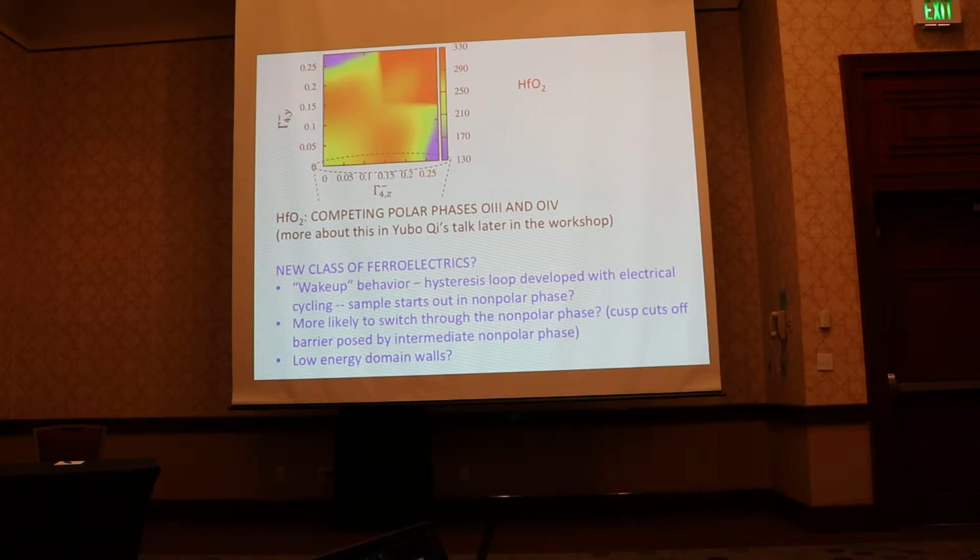This is a similar energy surface for hafnia in two dimensions, with a two-dimensional polarization. And if we just look at this red line here, you see that same cusp behavior between the tetragonal phase and the orthorhombic phase. There's also out here a local minimum, which is a distinct competing polar phase. We'll see more about this in Yugo's talk later in this workshop. There's going to be a whole session on hafnia, so that's going to be really interesting.